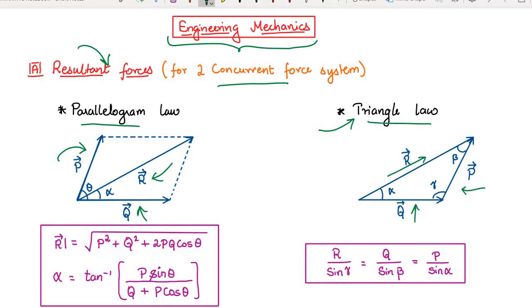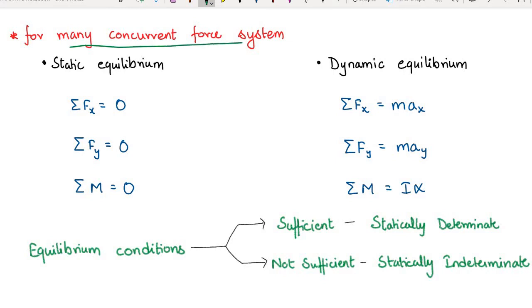taken in the opposite direction. Now for a many concurrent force system, the conditions for static equilibrium are: summation of horizontal components of forces equal to 0, summation of vertical components of forces equal to 0, and the summation of moment about a point is equal to 0.